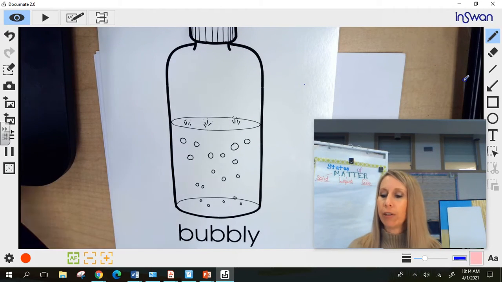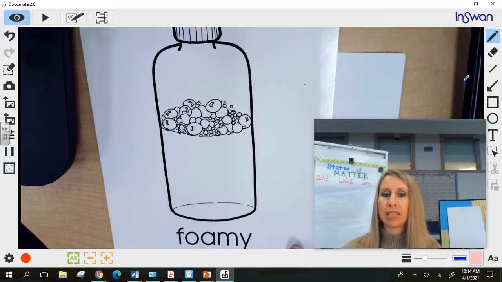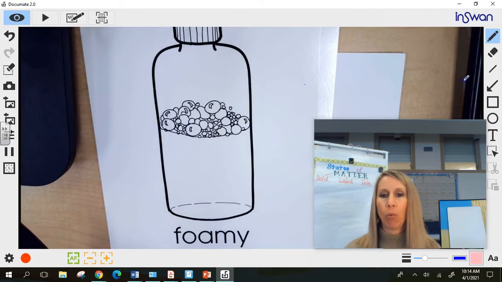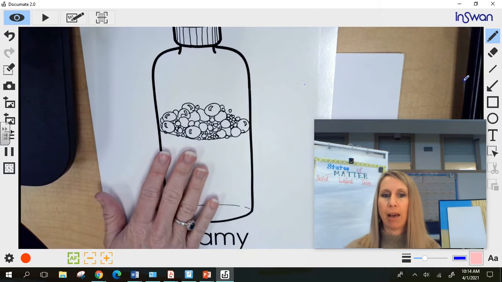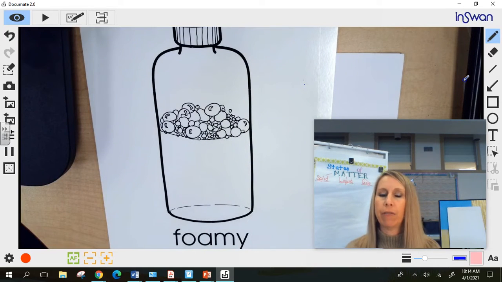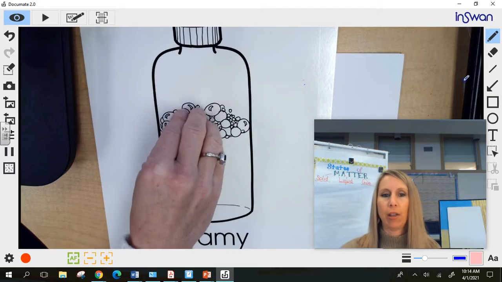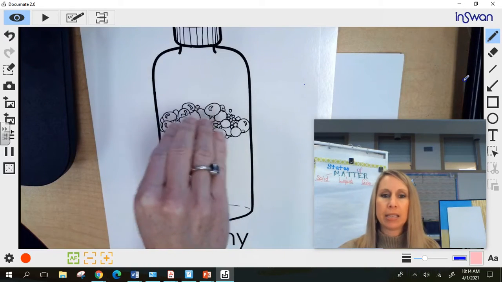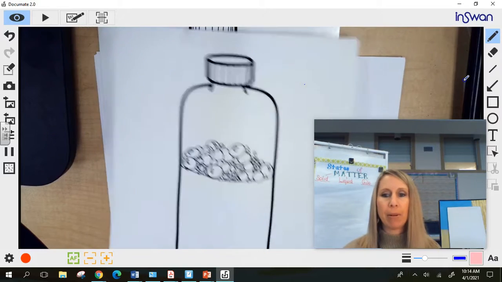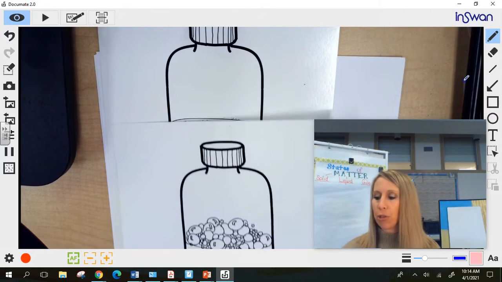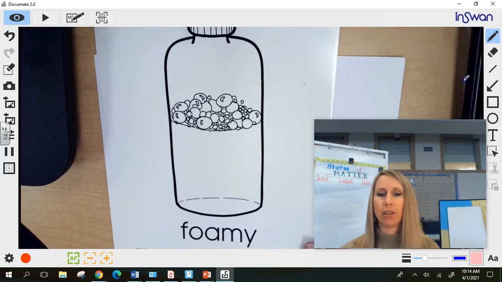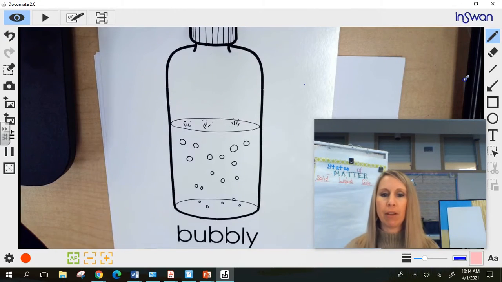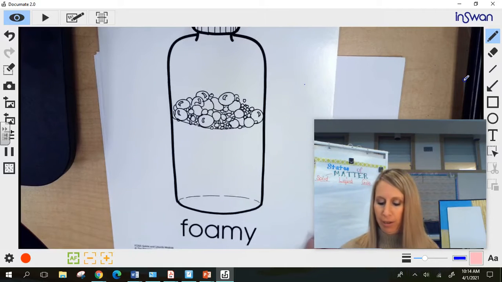Now there's another form where we will see bubbles, but we call this one foamy. What do you notice about the placement of those bubbles? They're all on the top of the surface. So the foamy one sits above. Bubbly is going to be throughout the liquid. So look at that carefully. Foamy, they sit above. Bubbly, they are throughout the liquid.